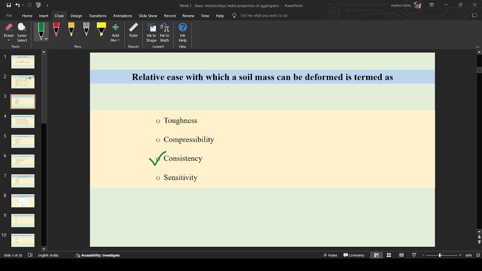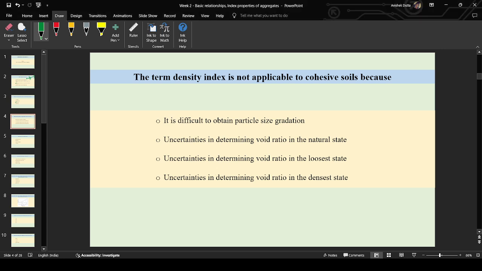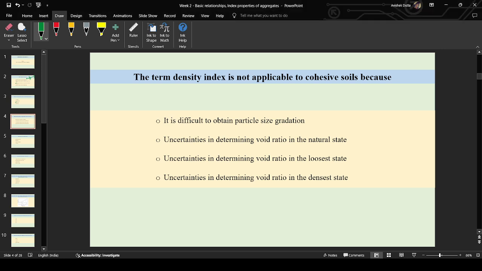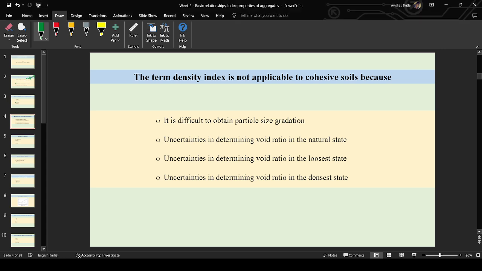So the first two questions are done. Now the third question. The term density index is not applicable to cohesive soil. Why? Why can't it be applied to cohesive soils? Any answer? Okay, so the answer is option 3.